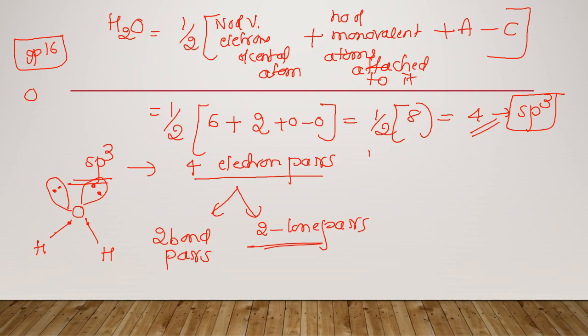Since the hybridization is sp3 in the case of water, we expect tetrahedral geometry, but due to the presence of lone pairs, there exists a lone pair repulsion. So the bond angle or the geometry deviates from tetrahedral to bent. Because of the repulsion, instead of tetrahedral geometry, water has a bent or V shape. Is this clear? Yes. I'll go to the third example.